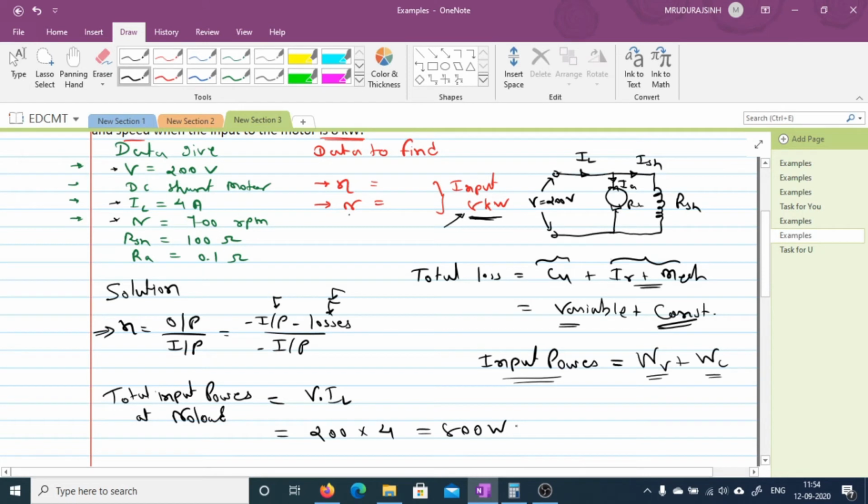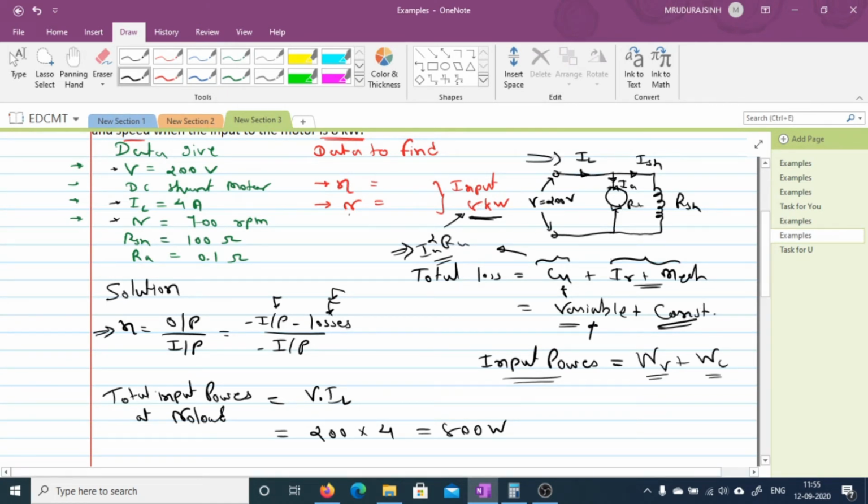Now we need to find variable loss in this condition. Variable loss is basically the copper loss, and copper loss is what? Copper loss is I square R loss. So in this condition, I square R loss means IA square RA. So for that we need to calculate armature current. Do we have the armature current? No. Then how can we calculate the armature current?